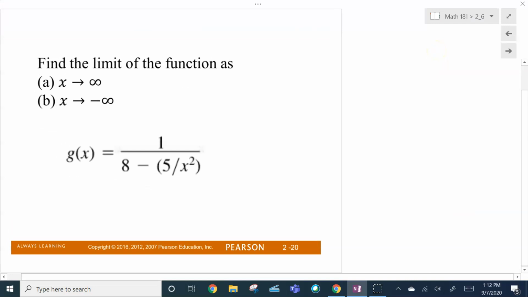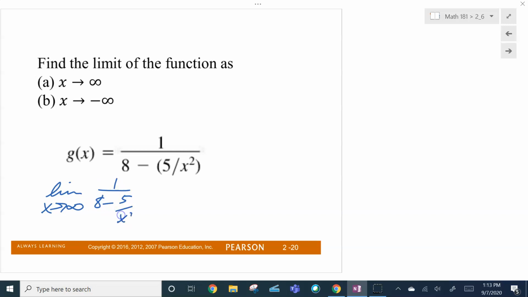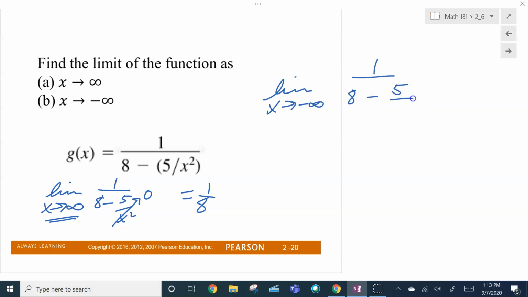All right, so this one: take the limit as x goes to infinity of this function, 1/8 minus 5/x². Now notice, as I let x get increasingly large, this piece is going to 0. So I'm just left with 1/8. Same thing if I let x go down in magnitude, in other words, negative 100 trillion or whatever you're plugging in for x. That's going to go to 0, and you're just left with 1/8.